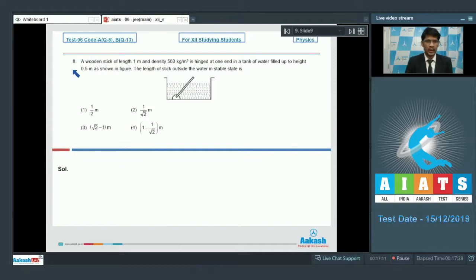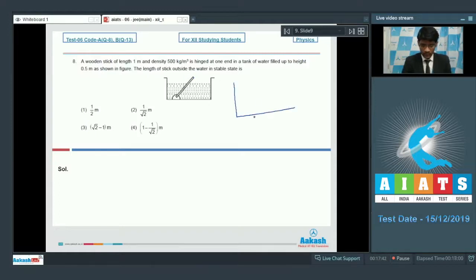Here in question number 8, a wooden stick of length 1 meter and density 500 kg per meter cube is hinged at one end in a tank of water filled up to height 0.5 meter as shown in figure. The length of the stick outside the water in stable state is. The explanation here would be the buoyancy force will be acting somewhere in between here, and it will be counterbalancing the torque because of the weight of this rod.